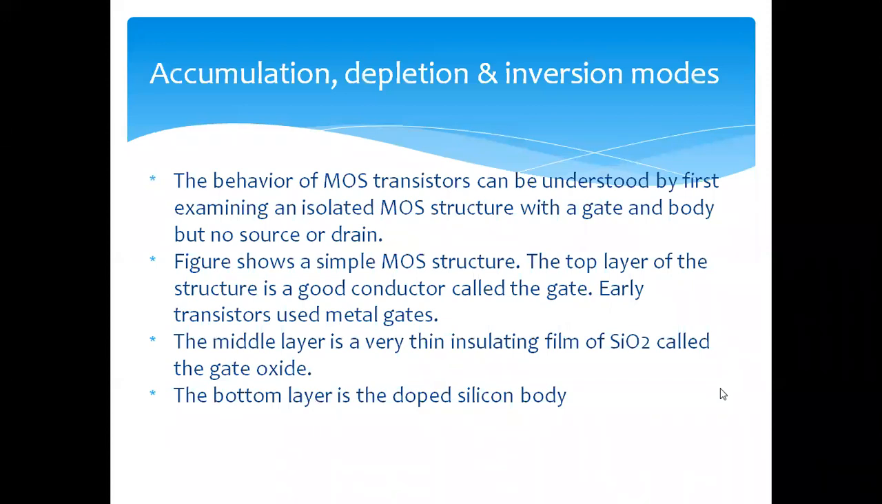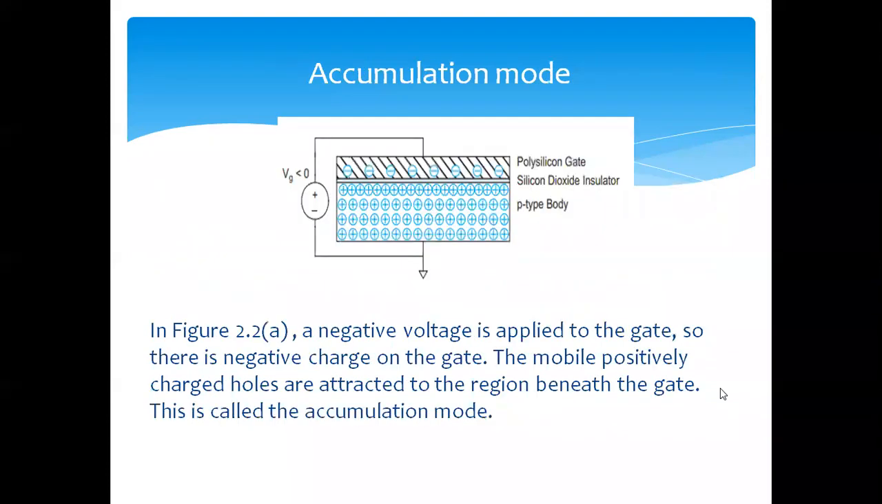Okay. So the behavior of a MOS transistor can be understood by examining an isolated MOS structure, that is with an SiO2 layer, with gate and body, right? But no source or drain. So basically, to understand this accumulation, depletion, and inversion mode, we have to analyze the MOSFET assuming that it has only an isolated MOS structure, right? So talking about the first, that is accumulation mode.